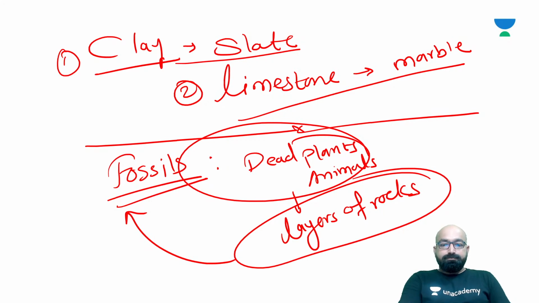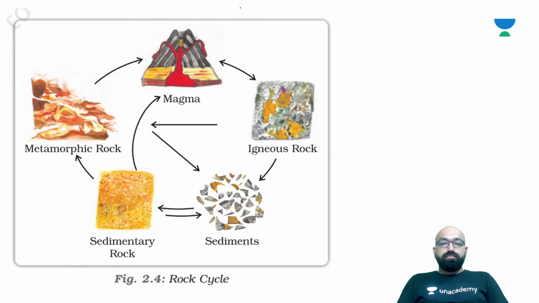Now, friends, the one type of rock changes to another type under certain conditions in a cyclic manner. So this process of transformation of the rock from one to another is known as the rock cycle.